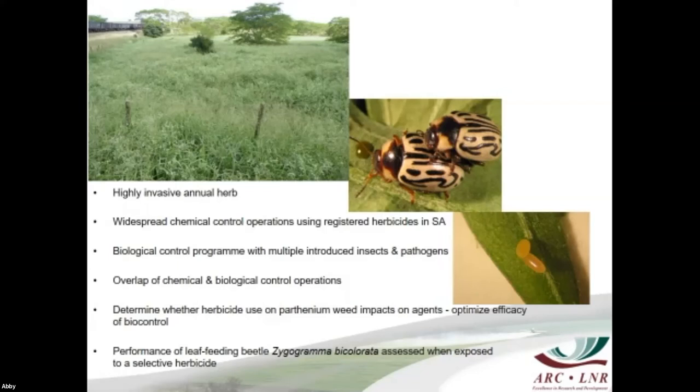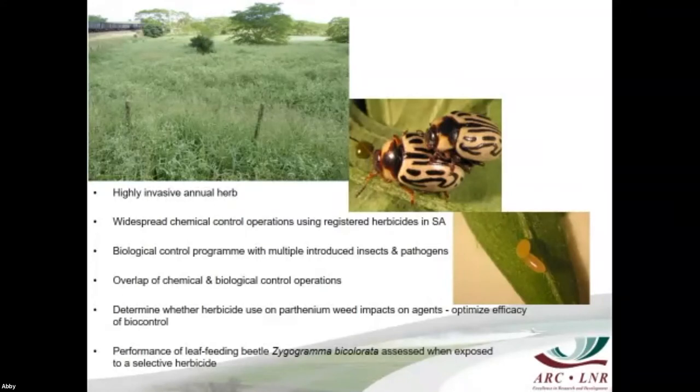There are widespread chemical control operations taking place in different regions, using registered herbicides in South Africa. There are also biological control programs with several introduced insect species and pathogens. Because of that, there is spatial and temporal overlap of chemical and biological control operations. And we had to determine whether herbicide use on Parthenium weed impacts on agents in order to optimize the efficacy of biological control in South Africa.